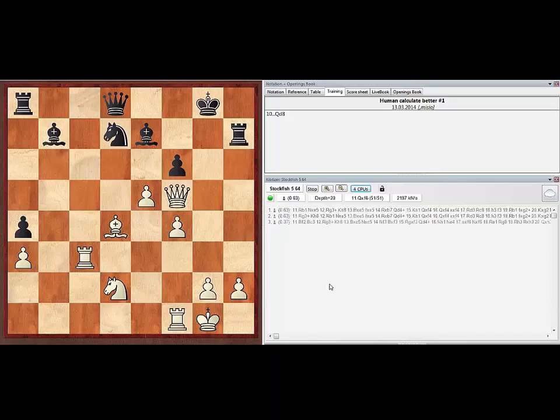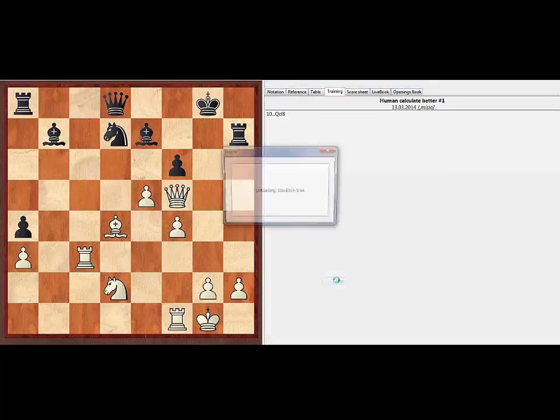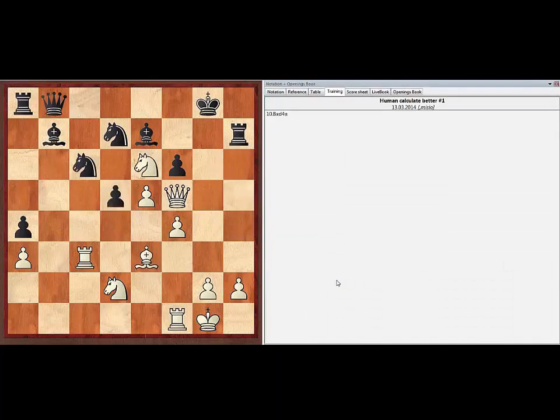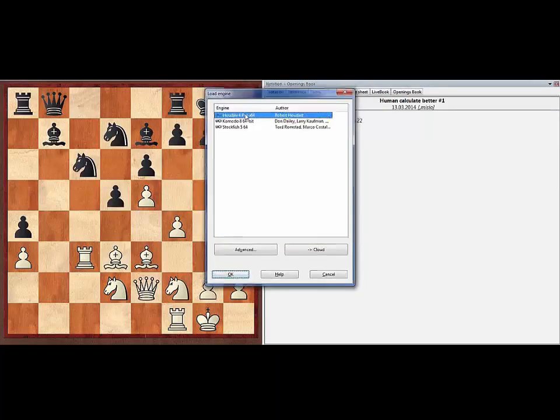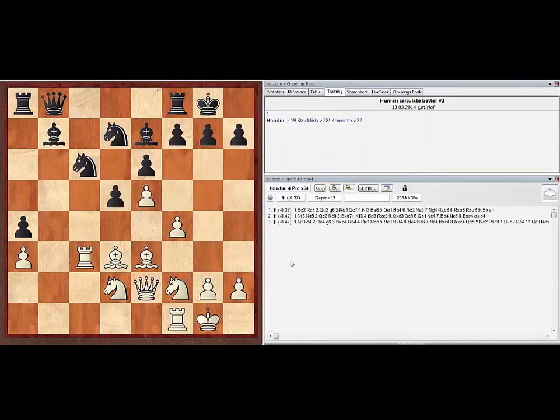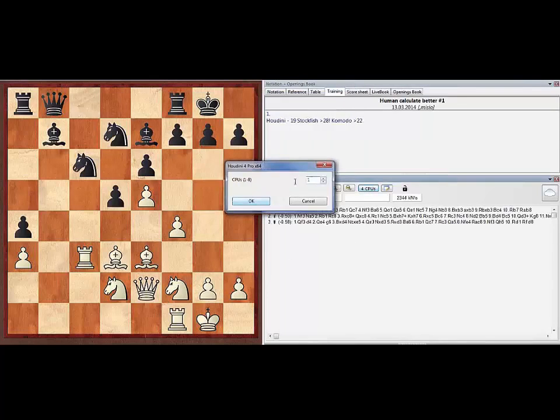So this is a good example of how human beings can still calculate better than an engine.